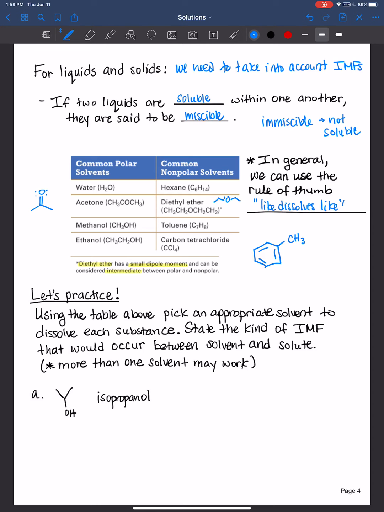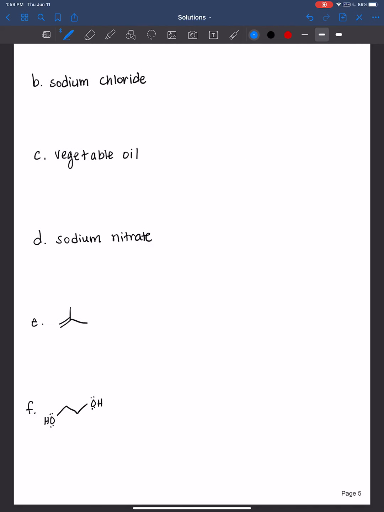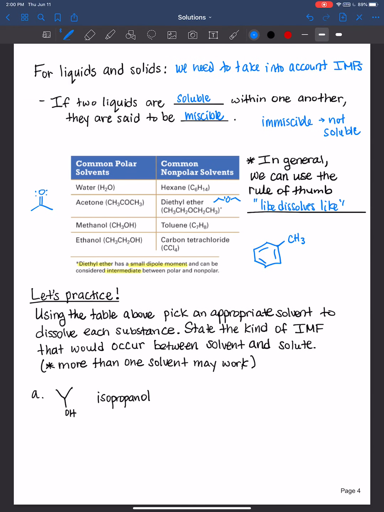And I highly suggest, now that you all have a good understanding of intermolecular forces, to pause the video at this moment and try to do these on your own first, and then check your work with me when you come back. And so you're going to look at isopropanol, and then we have more on the next page: sodium chloride, vegetable oil, sodium nitrate. We have an organic molecule here, this alkene. And then ethylene glycol at the bottom there, and part F, okay? Let's go ahead and work on it, and then come back when you're ready. All right, so let's check your work.